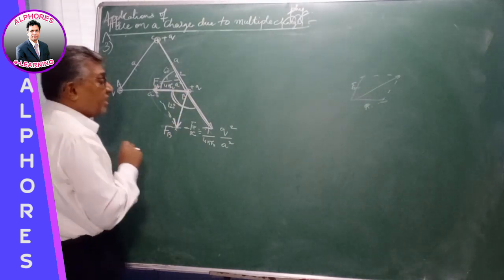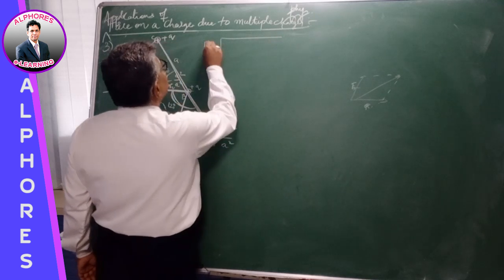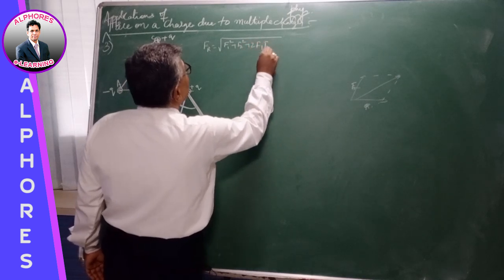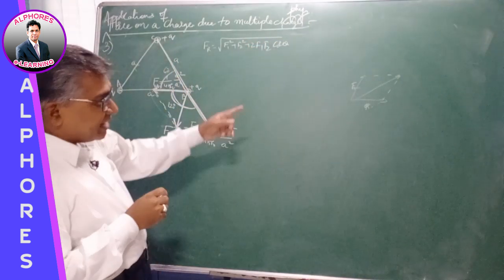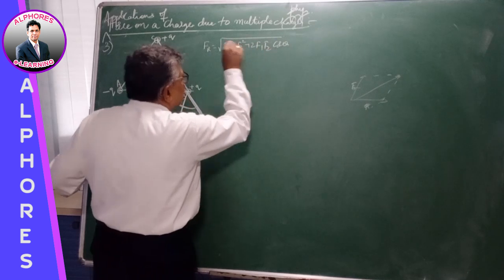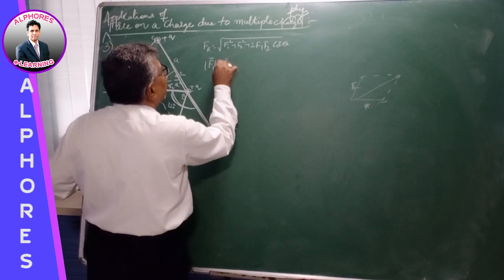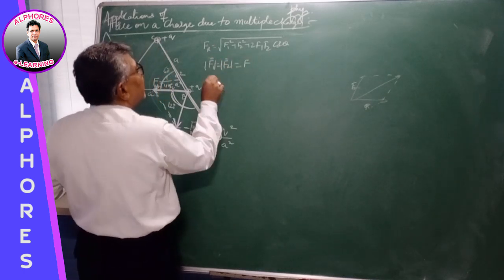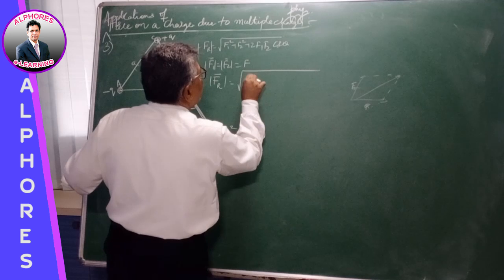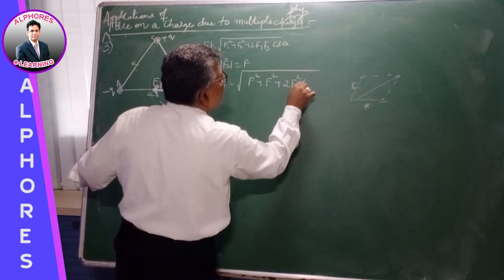Now, how do you calculate? According to the parallelogram law of vectors, we know the resultant force Fr is equal to root of F1 square plus F2 square plus 2 F1 F2 cos theta. But since the magnitudes of the forces are the same, as you have learned in your first year, if the magnitudes of the vectors are the same, let's say mod F1 bar is equal to mod F2 bar is equal to F, then the magnitude of the resultant force is given as root of F square plus F square plus 2 F square cos theta.